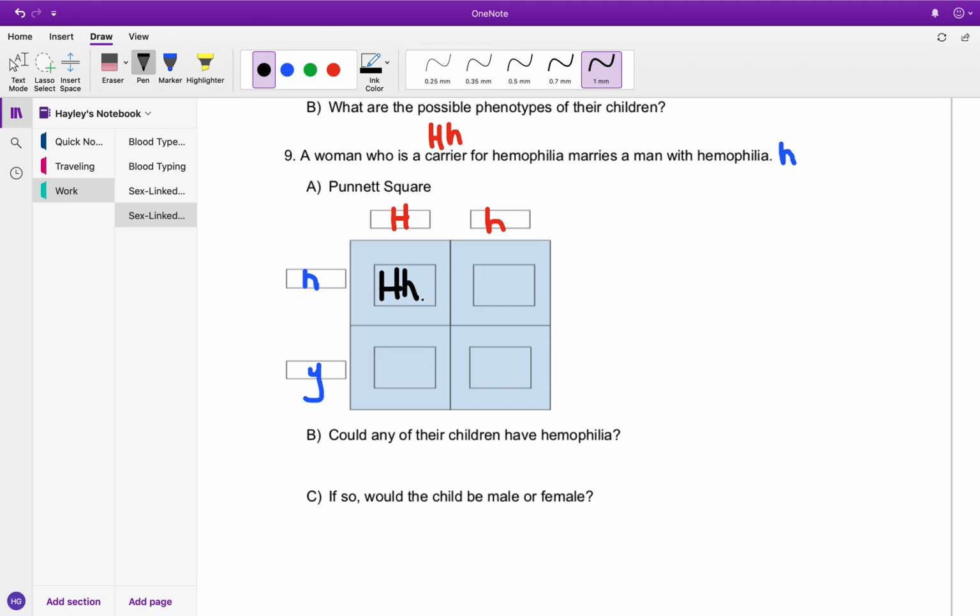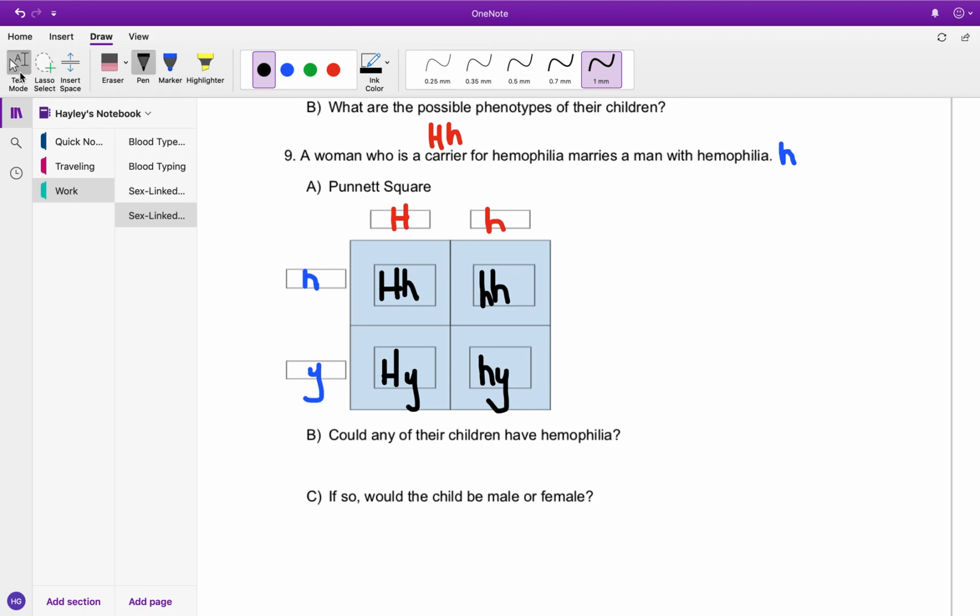So we see that this daughter is going to be a carrier. This daughter is actually going to have hemophilia. This son is not going to have hemophilia. And then this son is going to have hemophilia.